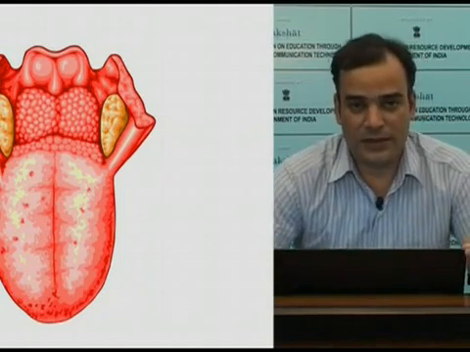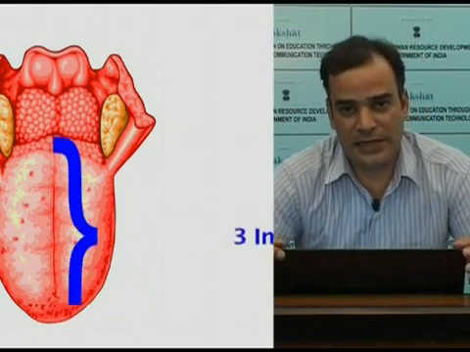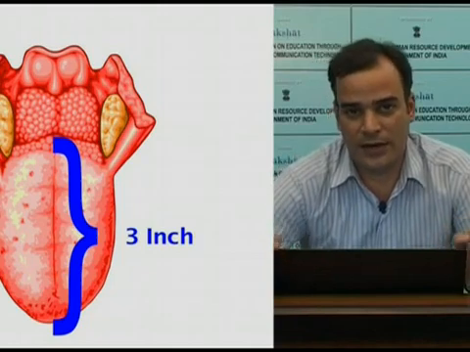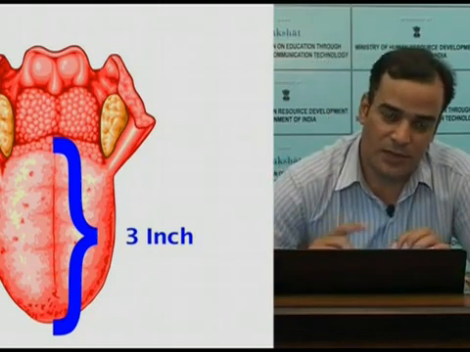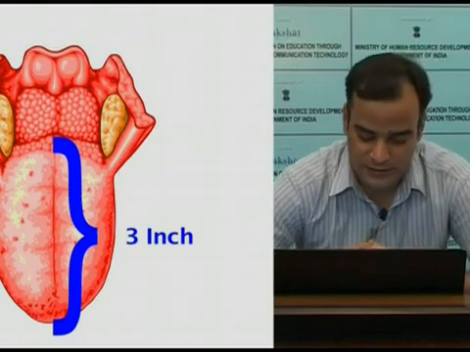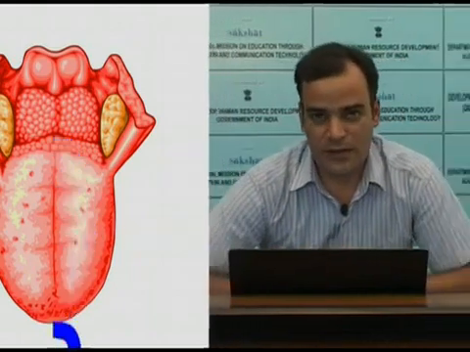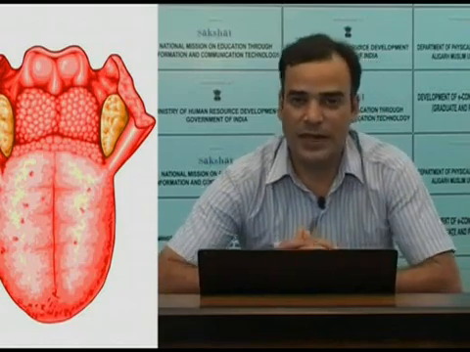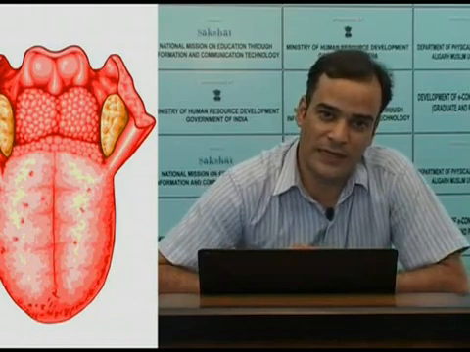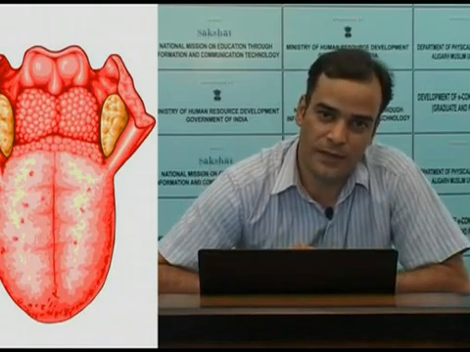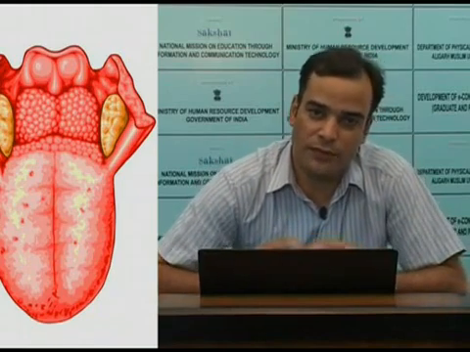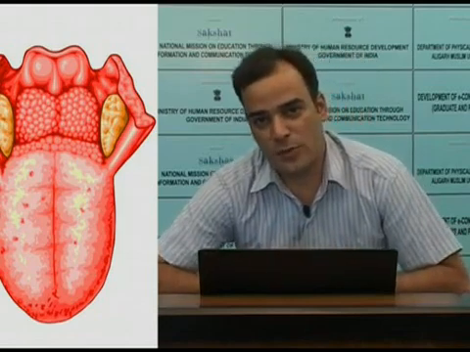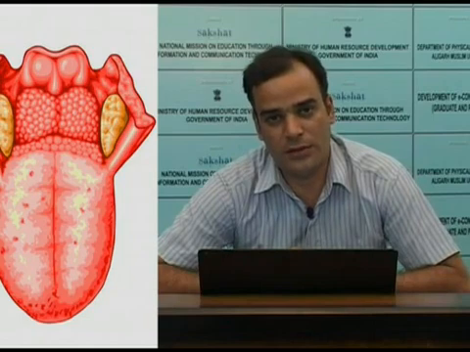The length of the tongue is approximately 3 inches. So from the area where it starts to the tip of the tongue, the length is 3 inches. The tongue is very mobile, which means that we can move it in any direction. We can roll it, we can move it to the sides. So the tongue is a very mobile organ.